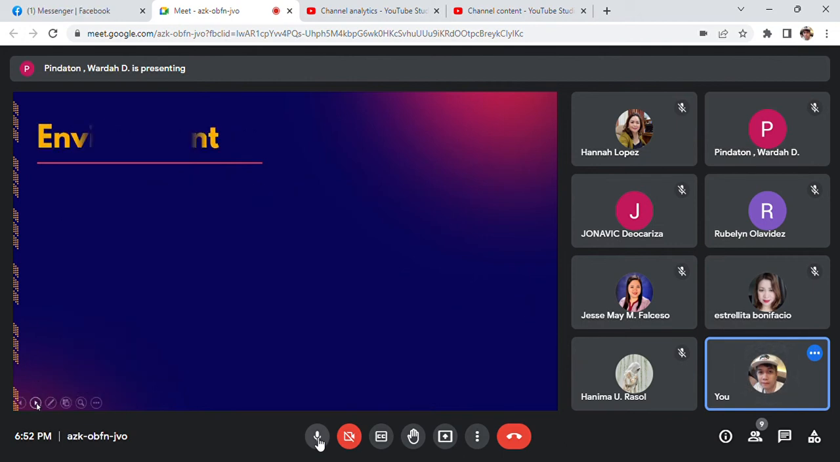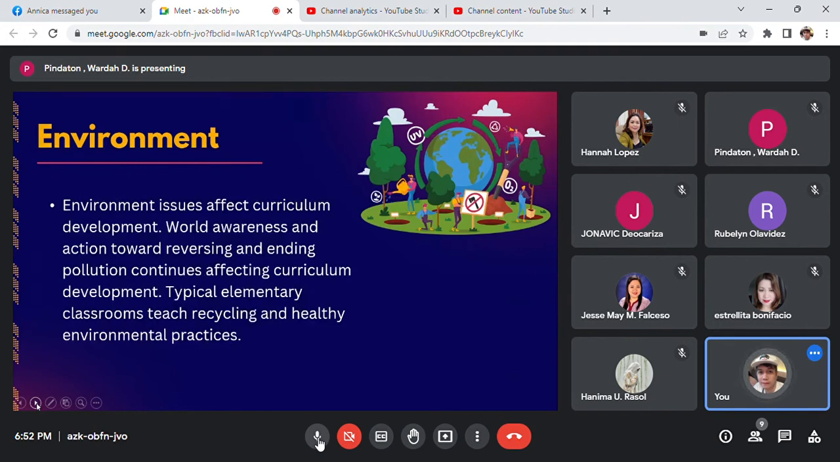Next, the environment. Environmental issues affect curriculum development. World awareness and action toward reversing and ending pollution continues affecting curriculum development. Typical elementary classrooms teach recycling and healthy environmental practices. For example, higher education in the sciences offers environmentally focused degrees.